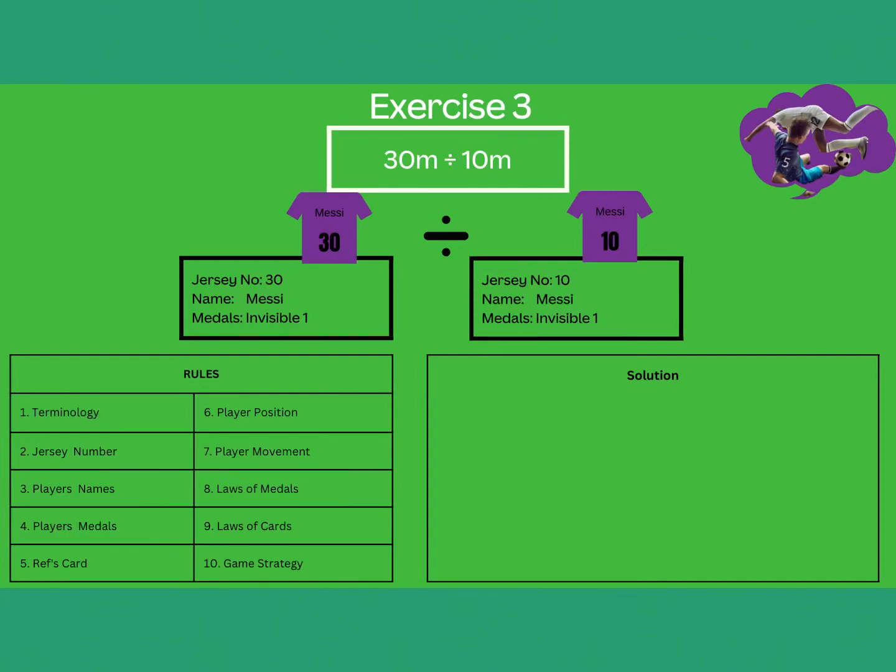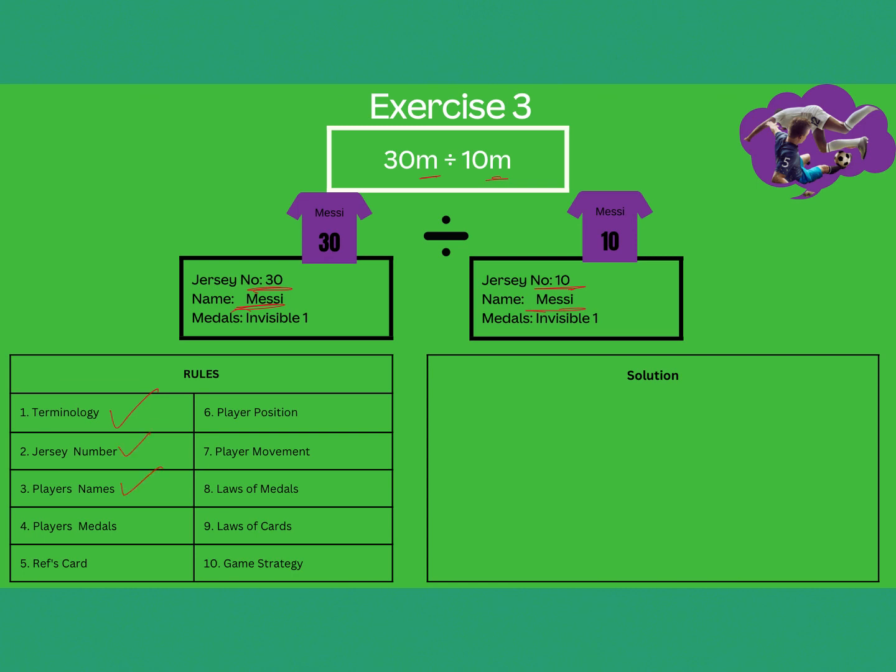Exercise 3. Following our rules, we have the terminology, a team of 2 players. The names are Messi and Messi, and their jersey numbers are shown on the jerseys. So we said the jersey number is jersey number 30 and 10. The name M for Messi, like the M here, M for Messi.